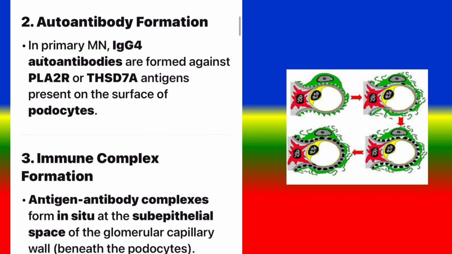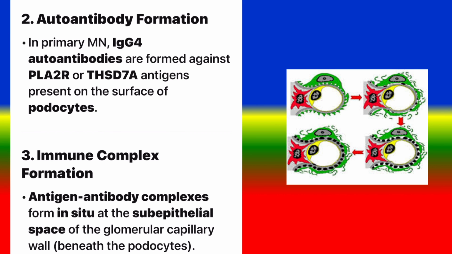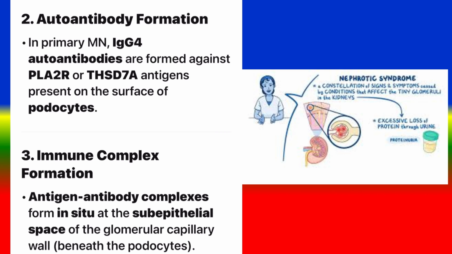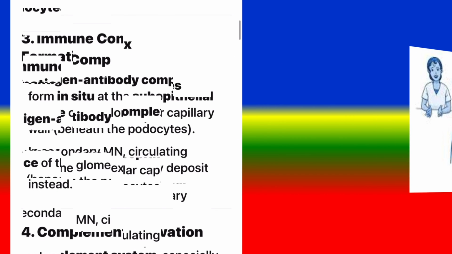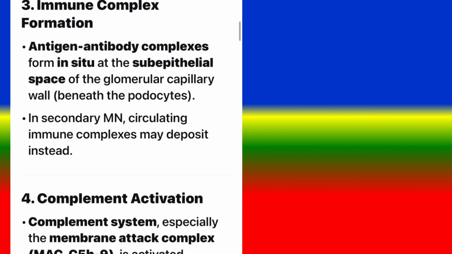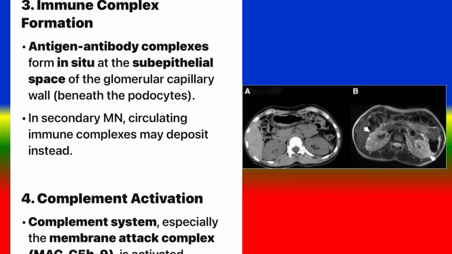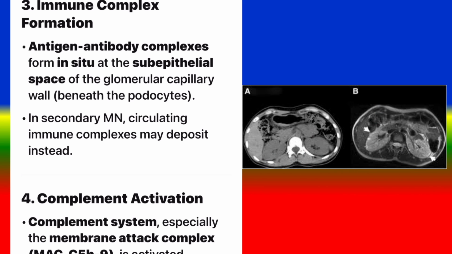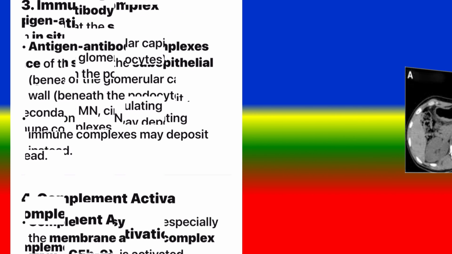2. Autoantibody formation. In primary MN, IgG4 autoantibodies are formed against PLA2R or THSD7A antigens present on the surface of podocytes. 3. Immune complex formation. Antigen-antibody complexes form in situ at the subepithelial space of the glomerular capillary wall beneath the podocytes. In secondary MN, circulating immune complexes may deposit instead.